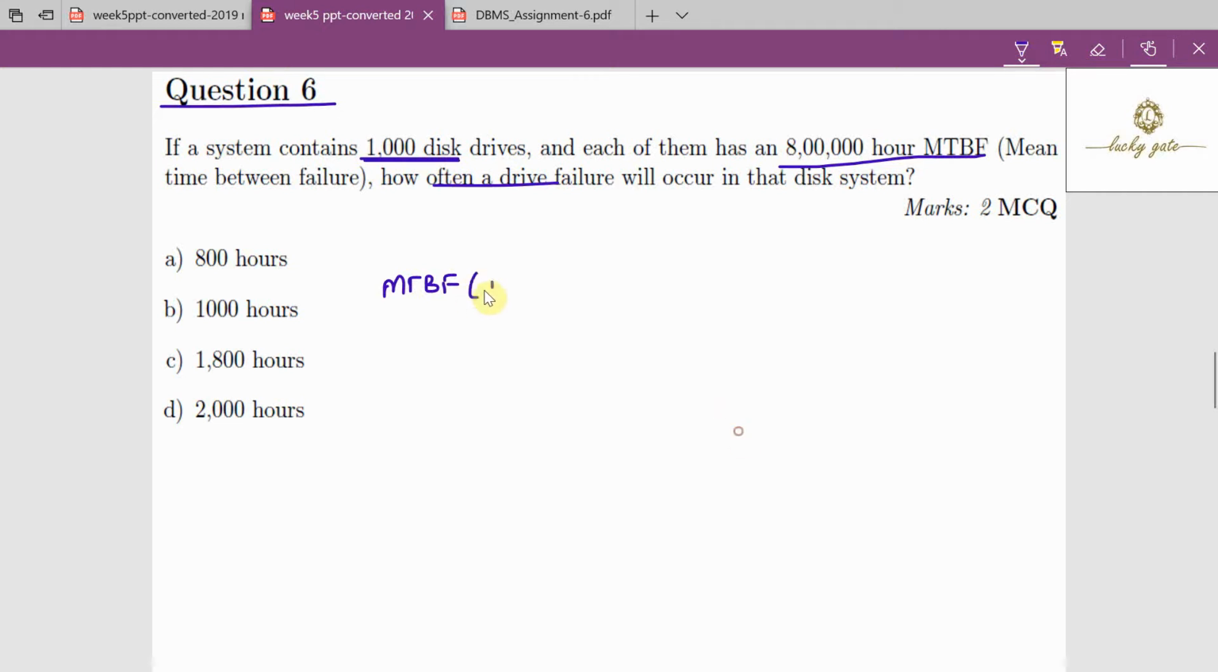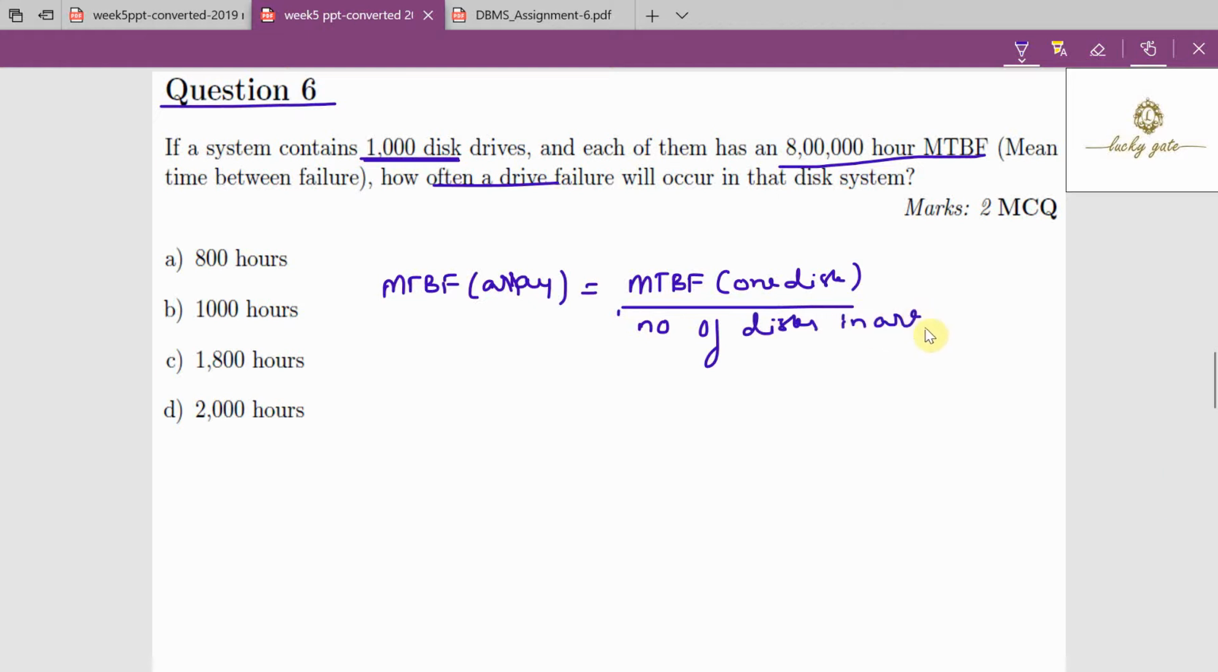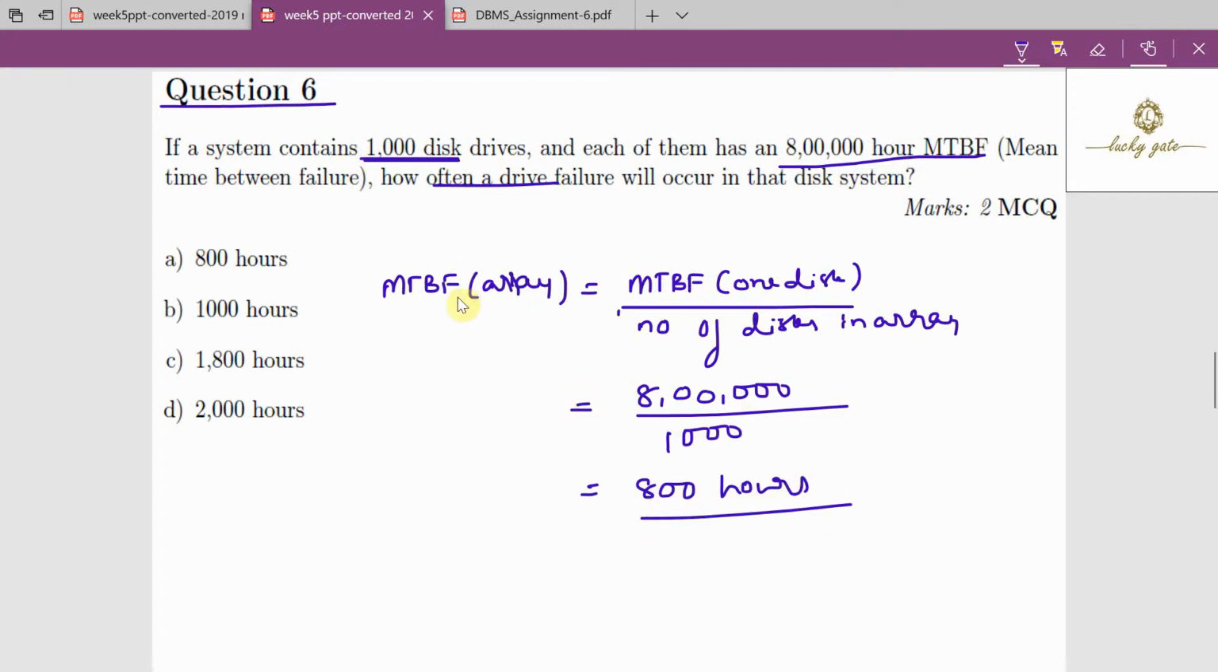So the MTBF of an array of disk drives equals the MTBF of one disk, the mean time between failures for one disk, divided by the number of disks in the array. What is the MTBF for one disk? It is 8 lakh hours. Divided by how many disks we have, 1000 disks, which equals 800 hours. So the MTBF of an array of 1000 disks is 800 hours on average. So the correct answer for question number 6 is option A.